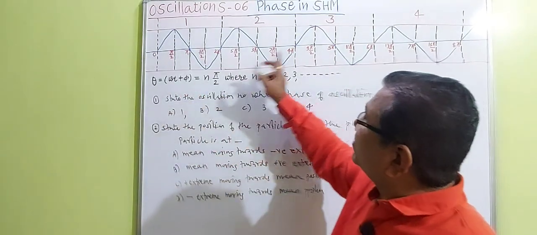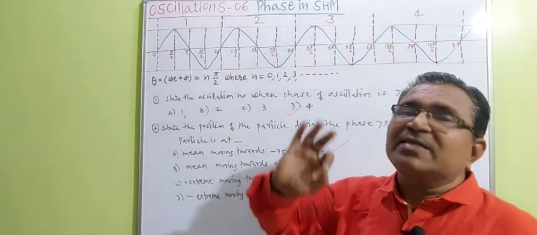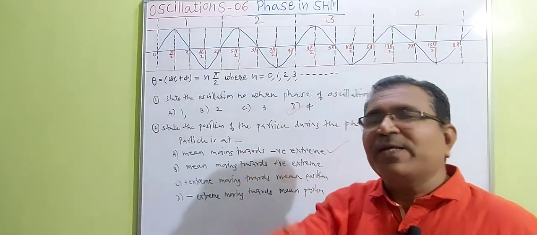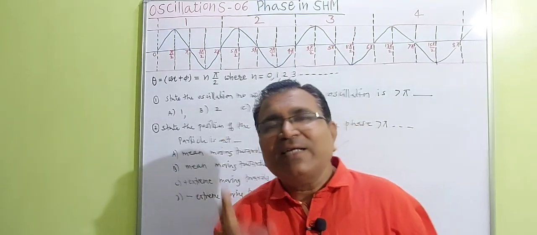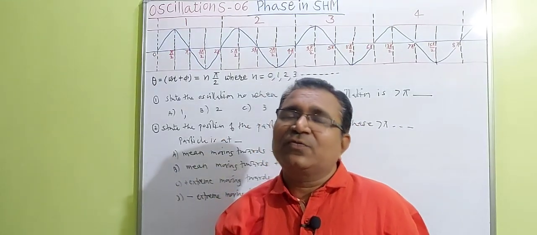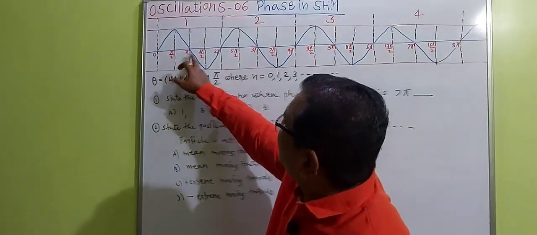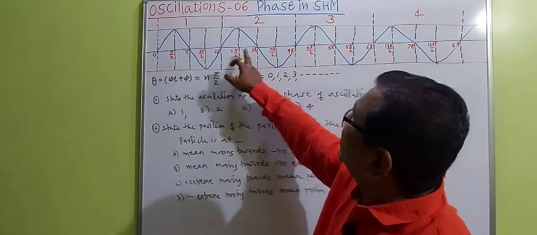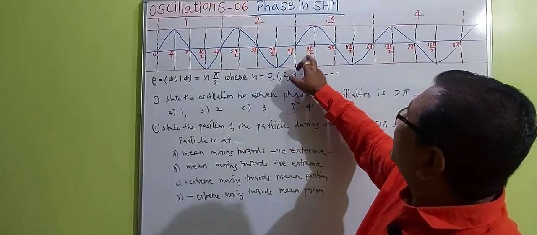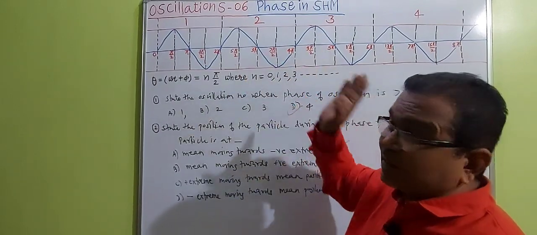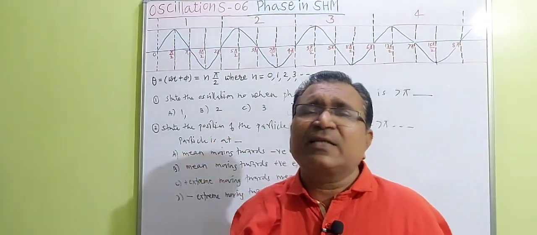How is this phase to be remembered? Listen carefully, remember this formula carefully: theta is equal to omega t plus phi. That omega t plus phi is the phase of SHM, which is equal to n pi by 2, where n is equal to 0, 1, 2, 3, 4 and so on. 0 pi by 2, 1 pi by 2, 2 pi by 2, 3 pi by 2, 4 pi by 2, 5 pi by 2, 6 pi by 2, 7 pi by 2, 8 pi by 2 means 4 pi, 9 pi by 2, 10 pi by 2, like this. And by making use of that graph you can prepare a lot of questions regarding this.